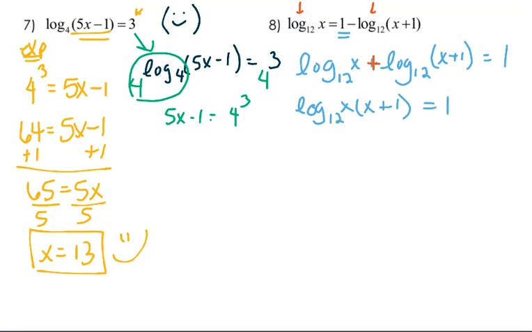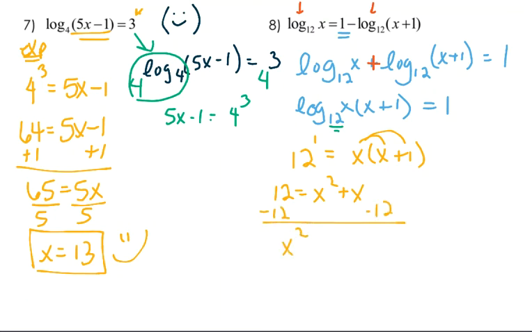Again, it's up to you if you want to use exponential form or if you're going to raise both sides to exponents, base both sides, I guess you would say, you would pick a 12 because there's a 12 here. I like exponential form, so I'm going to start with that base of 12, raise it to the first power, and that's equal to x times x plus 1. I'm going to distribute the x here, so I've got 12 to the first is 12 equals x squared plus x. I'm going to set this equal to 0. So I have x squared plus x minus 12 is equal to 0.